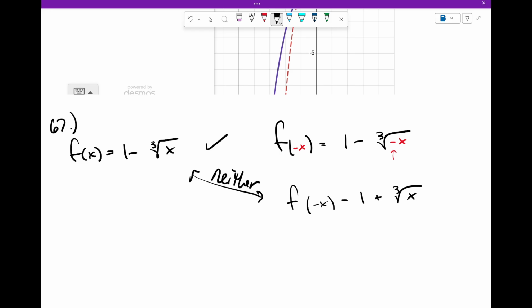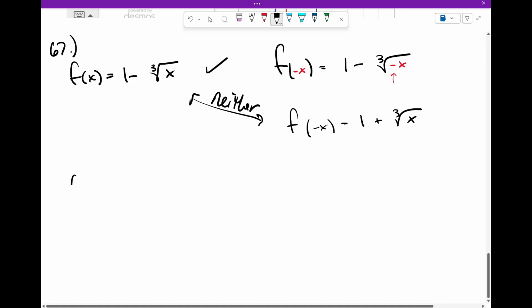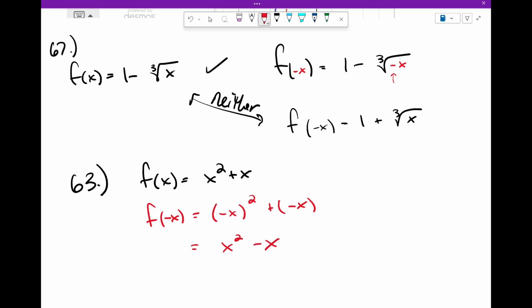All right. The next one is 63. I'm going out of order because I wrote them down backwards. Next one is 63. So let's look at 63. So f of x equals x squared plus x. Now, f of negative x. So here, a negative squared is always going to be positive. All right, and this just turns out to be x squared minus x.